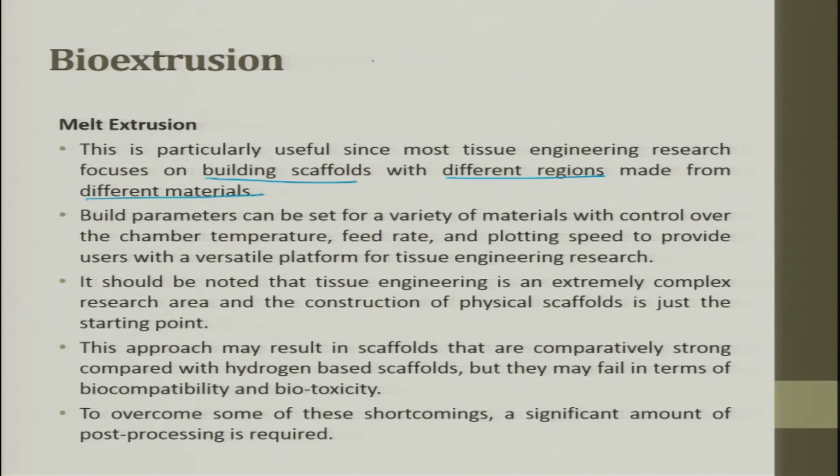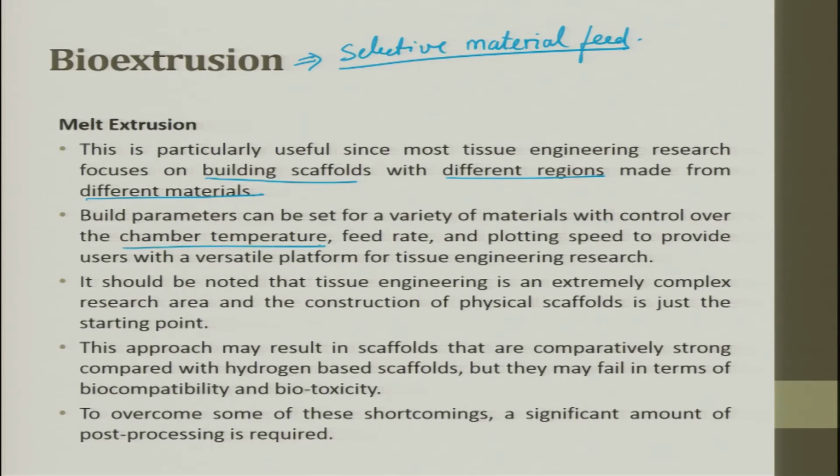This is what I was talking to you about. In bio extrusion, we do selective material feed. Build parameters can be set for a variety of materials, with control over the chamber temperature, feed rates, and plotting speed, to provide the user with a versatile platform for tissue engineering research.